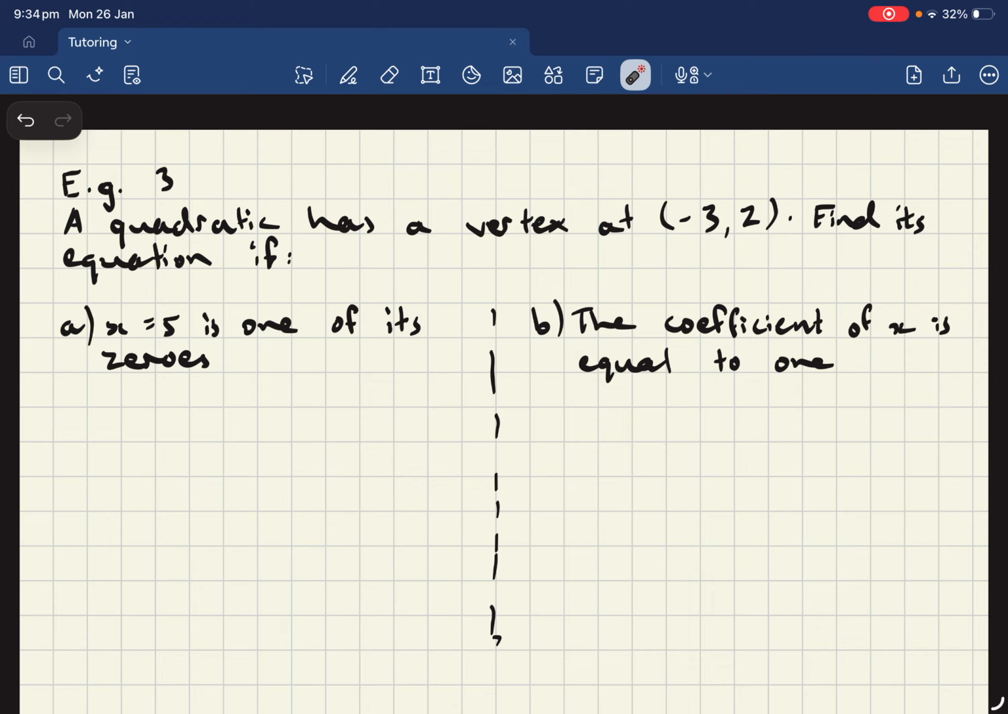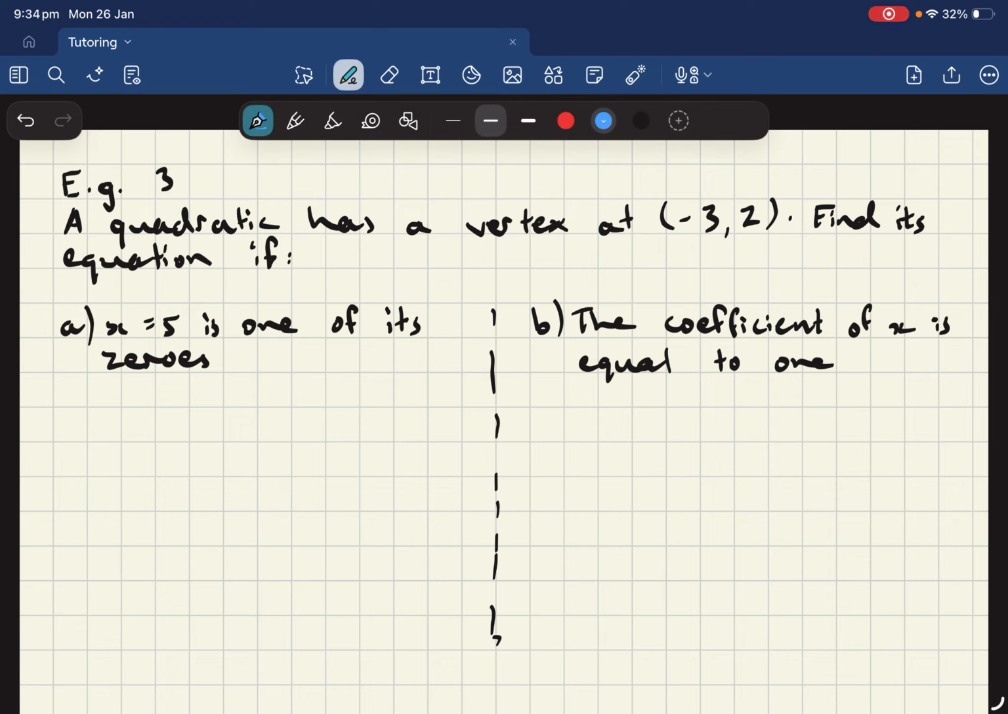Now, one last question that we're working through is looking at it from a different perspective. Here it's telling us that the quadratic has a vertex at (-3, 2). So it's saying find its equation given these two options. The first one tells us that x equals 5 is one of its zeros.